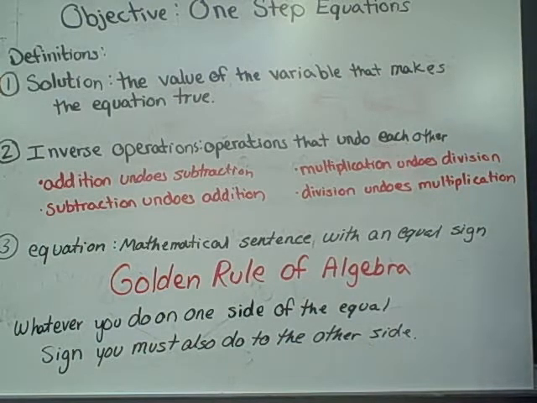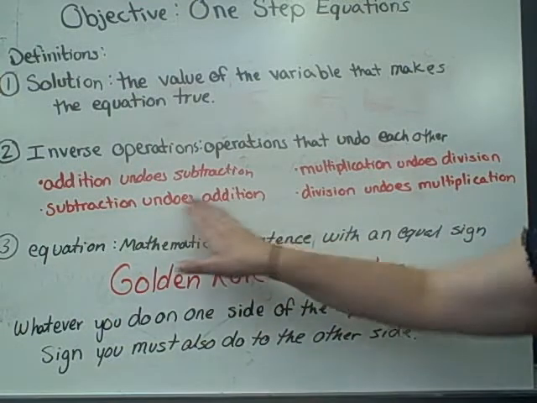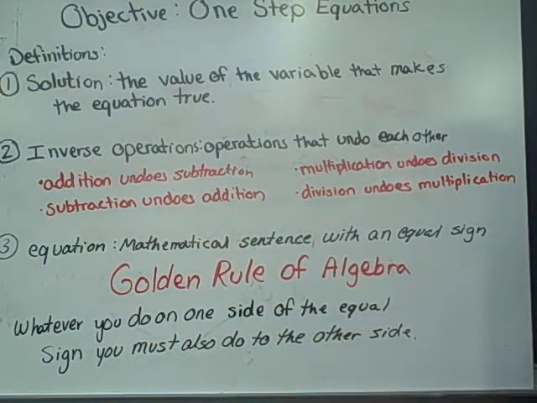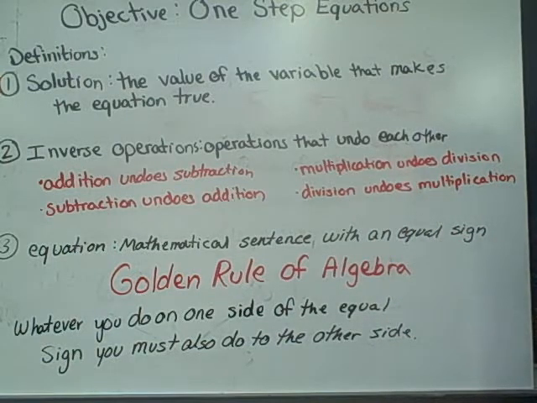Inverse operations are operations that undo each other. So addition undoes subtraction. Subtraction undoes addition because these two things are opposites. Multiplication undoes division, as does division undo multiplication. So just remember that addition and subtraction undo each other, multiplication and division undo each other.